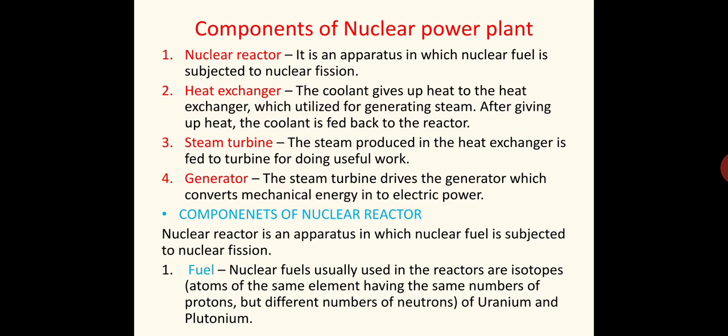Coming to the components of the nuclear power plant, these four are the major components. First one is the nuclear reactor, where that entire thing happens. It is an apparatus in which nuclear fuel is subjected to nuclear fission. Due to that nuclear fission, energy is produced. That is what is happening inside the nuclear reactor. That heat energy is carried by the coolant to outside the nuclear reactor.